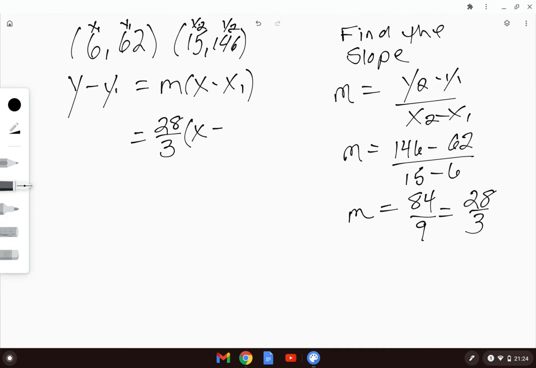Now we're simply going to plug in x1, which is 6. And then my y1 value is 62. So first thing we did is we found the slope. Now we're going to distribute the slope.